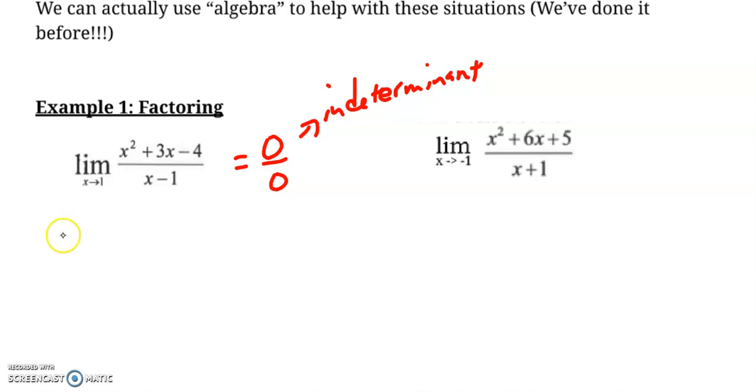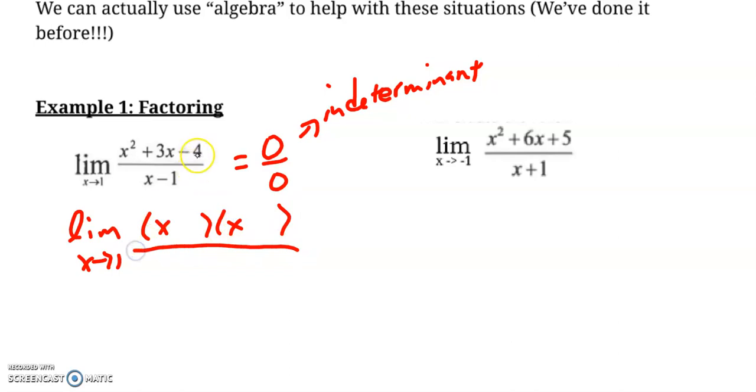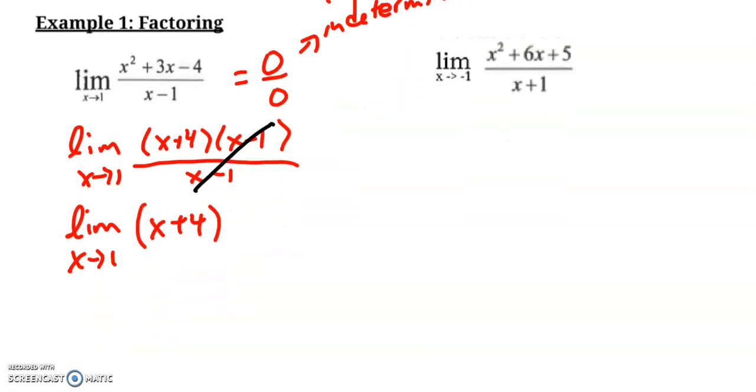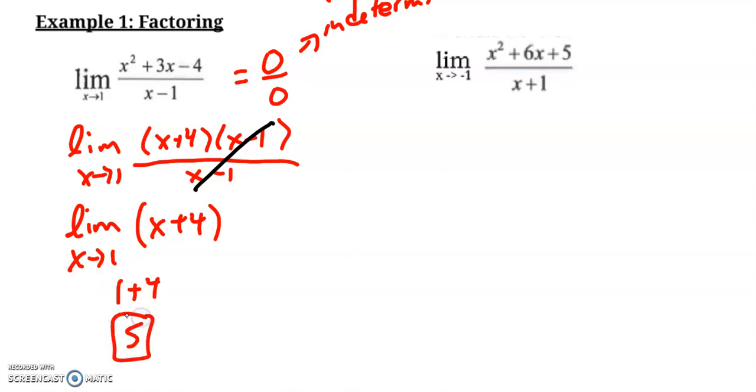Okay, so in this case, we're going to factor. So the top portion is going to factor into factors of -4 that add up to 3, which would be +4 and -1. And as you can see here, we have things that cancel. So now we have a simplified form of simply the function x plus 4. Now we go right back to direct substitution and we plug 1 in, so we get 1 plus 4. So we get our limit as x approaches 1 to be 5.